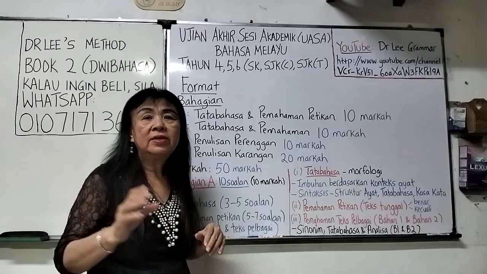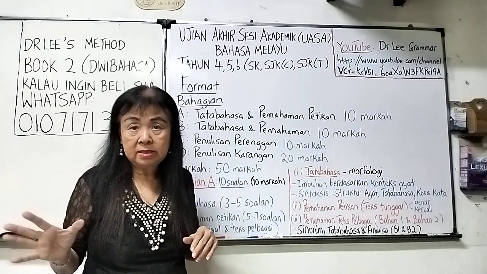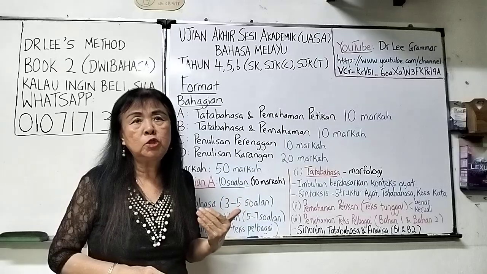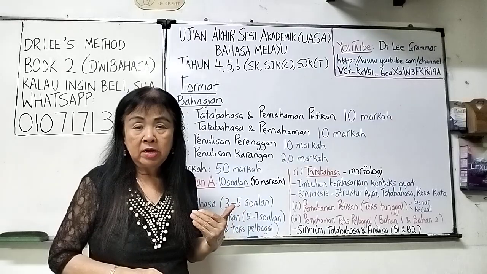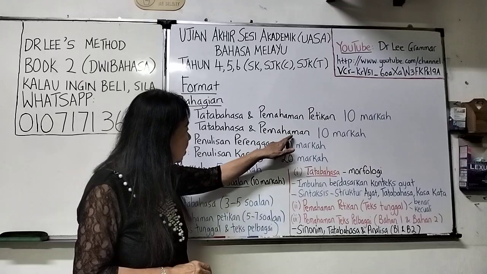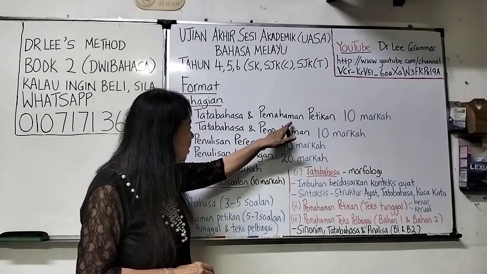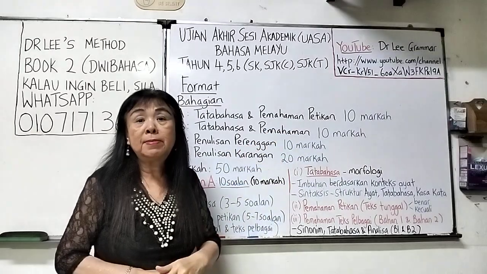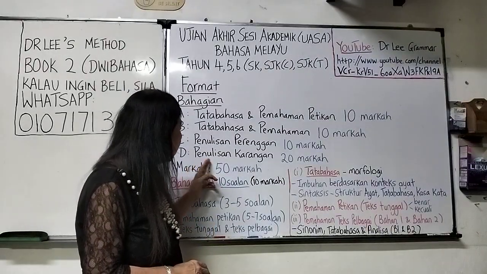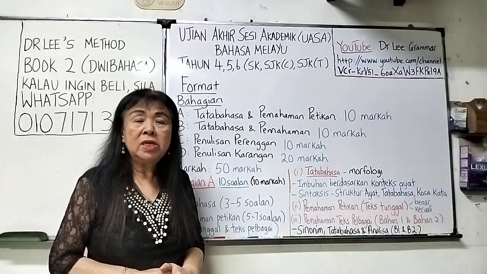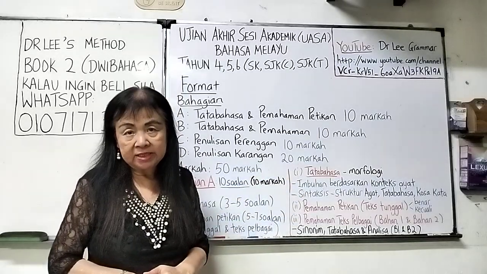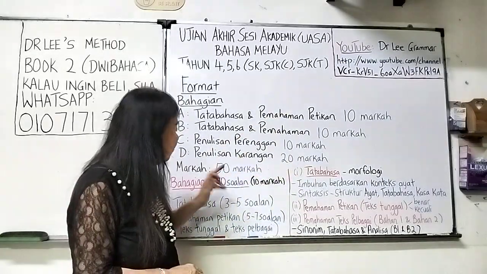Section C is the writing part. So you have the penulisan perenggan. Perenggan is actually a paragraph. So writing a paragraph, that is 10 marks. As you can see, this is also 10 marks. Grammar and comprehension 10 marks, so a total of 30 marks already. And following that, you have penulisan karangan. You need to write 1 essay, and that would be 20 marks. So this will be a total of 50 marks.